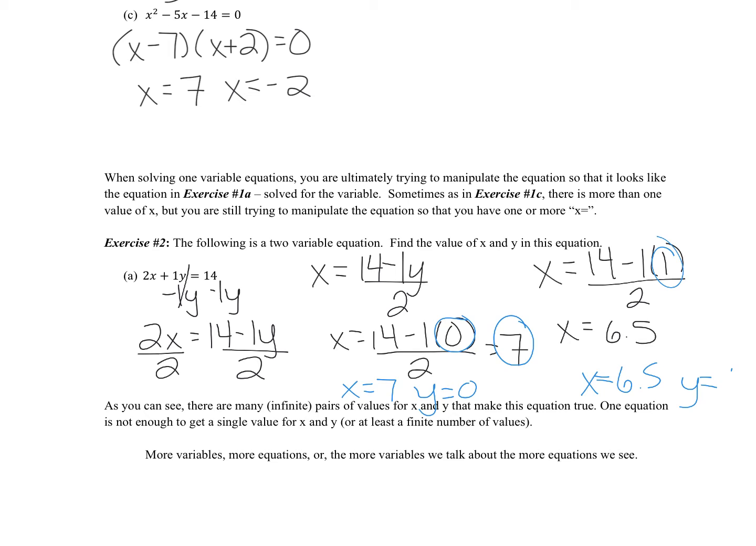One equation is not enough to get that single value, or at least a finite number of values for x and y. So it says more variables, more equations, or the more variables we talk about, the more equations we see. So when we solve equations, basically if I see more variables, I'm going to need more equations to solve them.